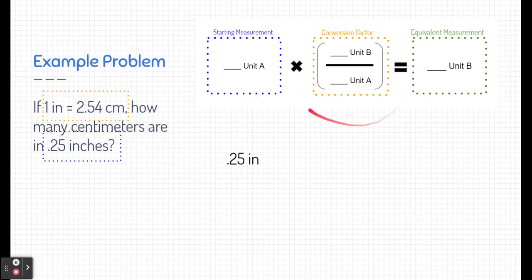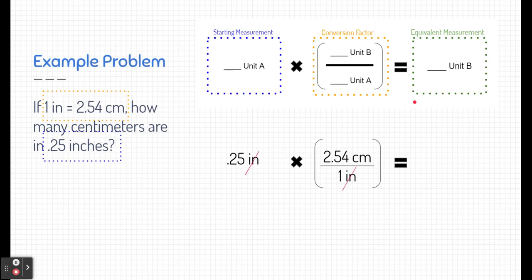So we're going to need to set it up according to this rule up here. So I'm going to multiply it, but I'm going to put 1 inch on the bottom of the fraction and 2.54 centimeters on the top. The reason we put it in this format is because, according to math, our units will be able to cancel out, inches being on the top over here and on the bottom in our conversion factor.